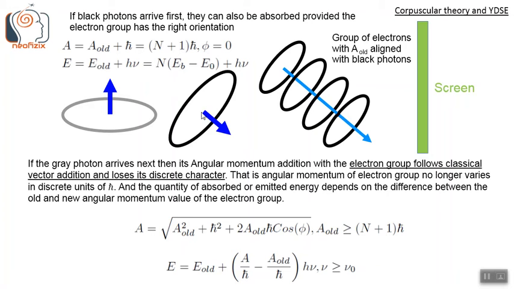This is just like the direct discrete addition, almost like Bohr type. And if the gray photons arrive next, or this is the black which was aligned and this was absorbed, and if the gray photons arrive next, then its angular momentum addition with the electron group follows classical vector addition and loses its discrete character. So it is not discrete addition like Bohr type additions anymore. This is like the discrete addition, and here it is more classical type. It is not discrete anymore.